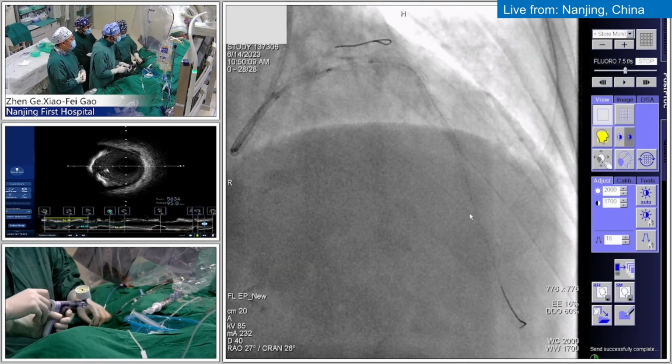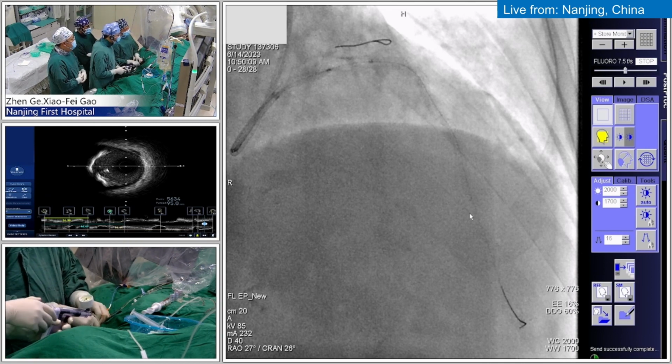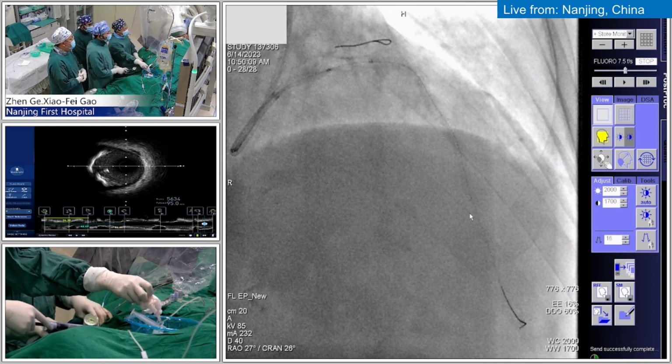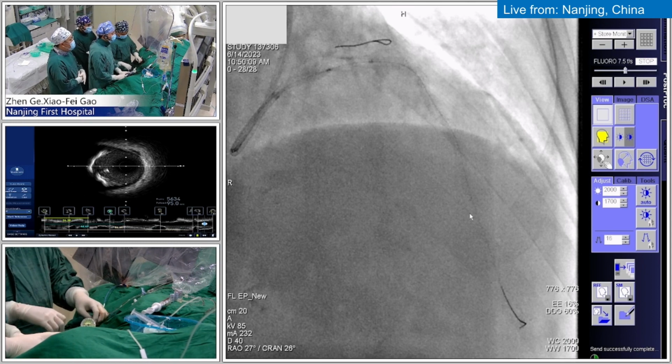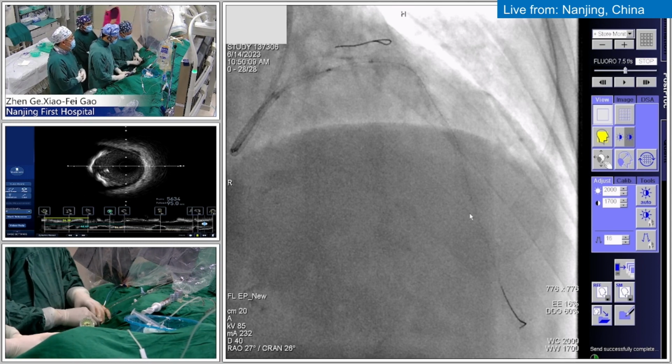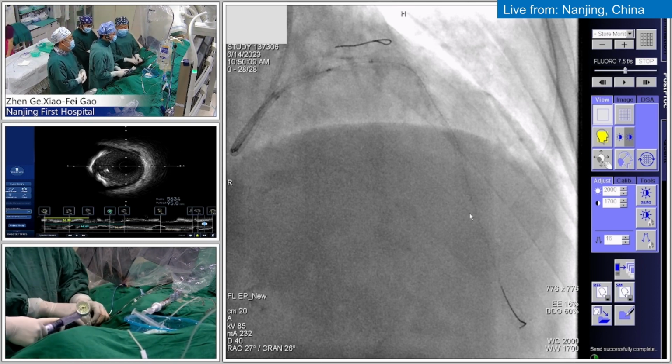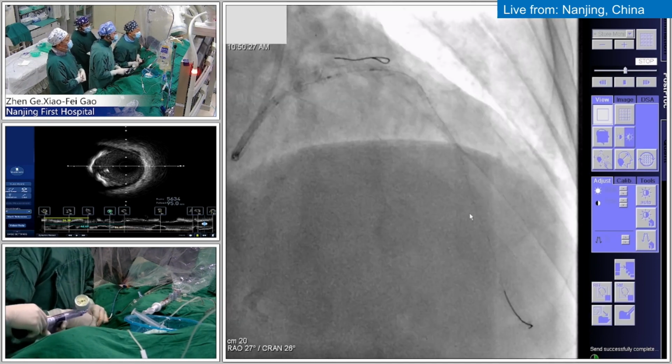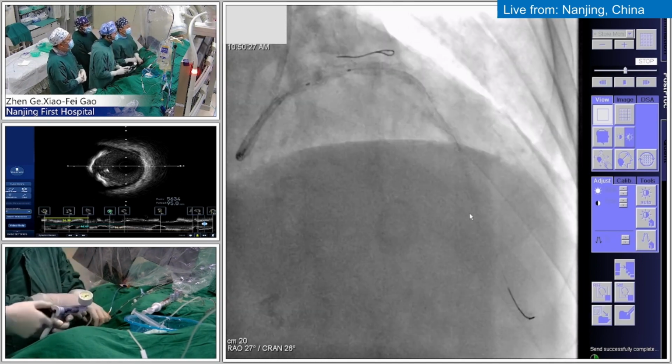It's actually, the OMB was fine. It is just the circumflex in the AV groove, but probably leave it alone, no? Because the ostium of the circumflex is okay. I think probably just the wire protection is enough. Absolutely, exactly, that's what I thought. Excellent. I like your strategy.